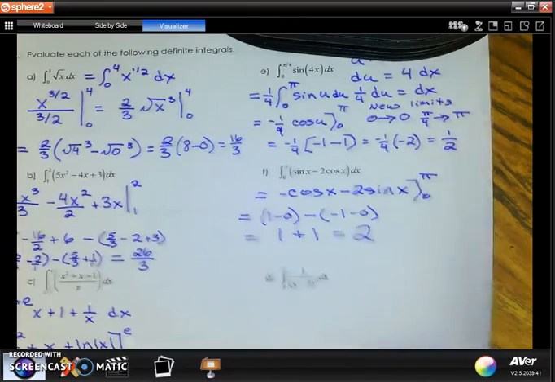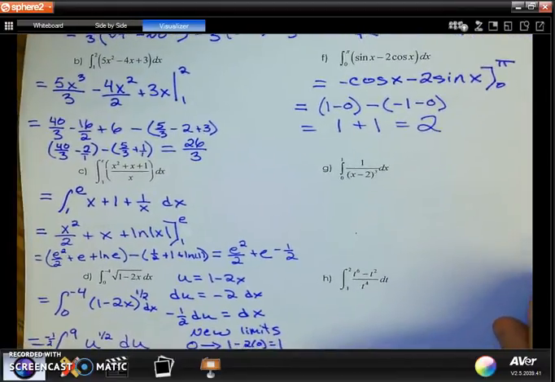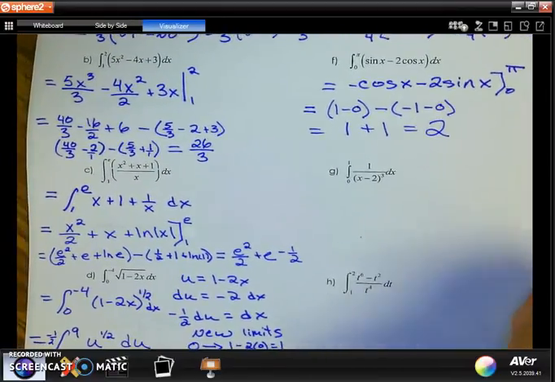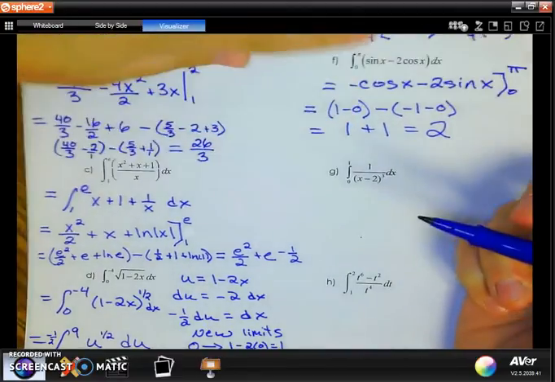And again, you could check these on the calculator via Math 9. Oh, and let me scooch over so you could see that other one there if you're kind of checking your work on the others. Okay. So this one's going to be another u substitution.